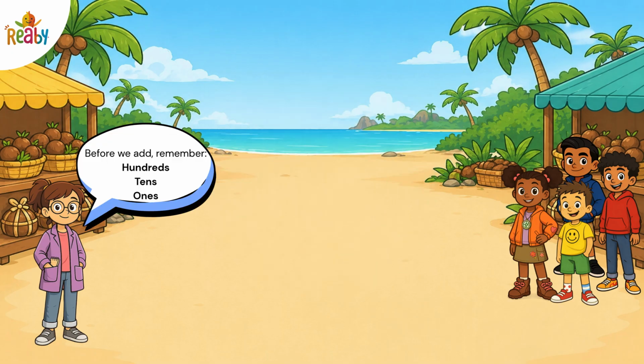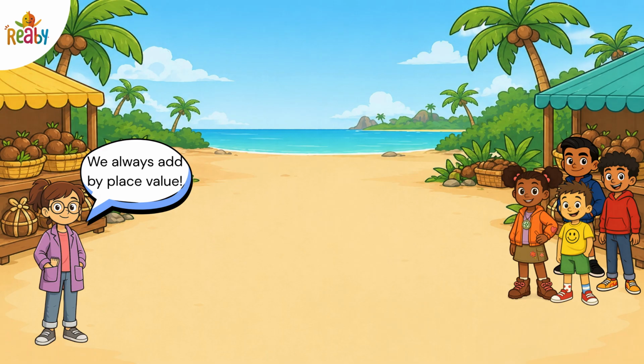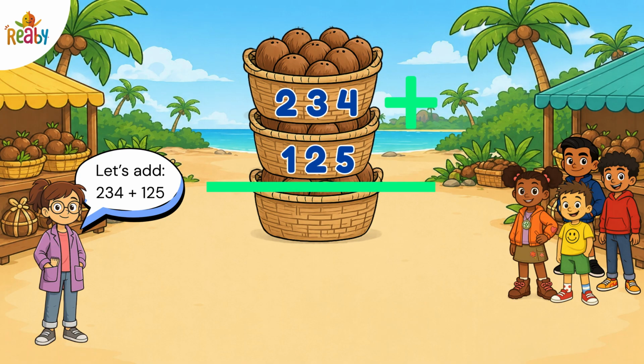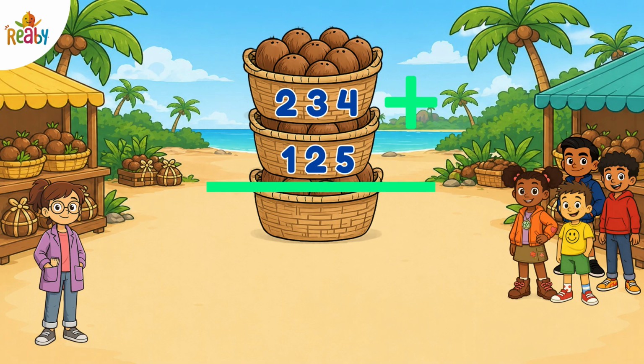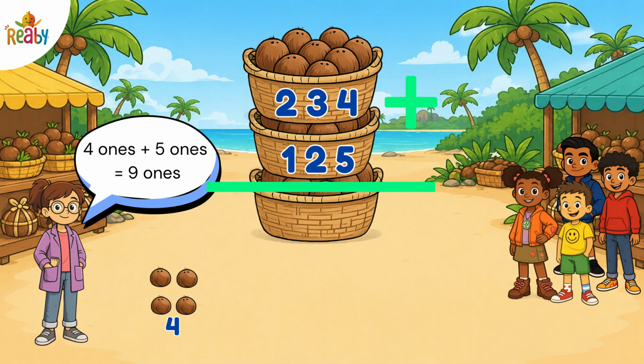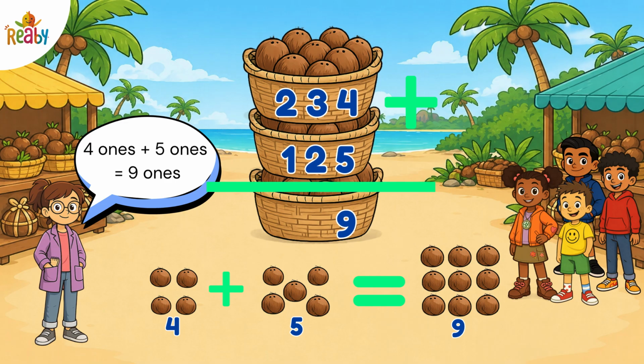Before we add, remember, hundreds, tens, ones. We always add by place value. Let's add 234 plus 125. Step 1, add the ones. 4 ones plus 5 ones equals 9 ones.